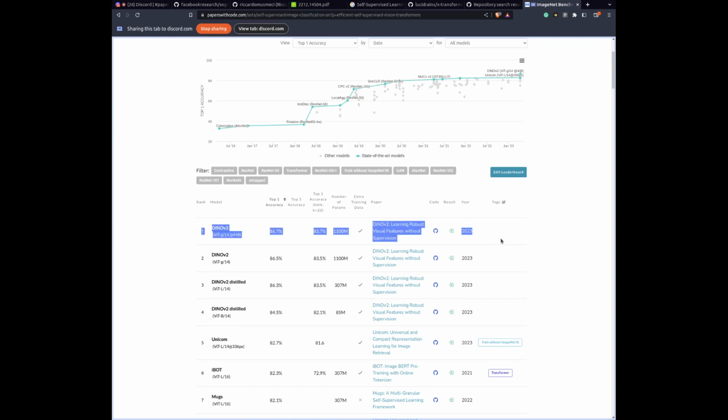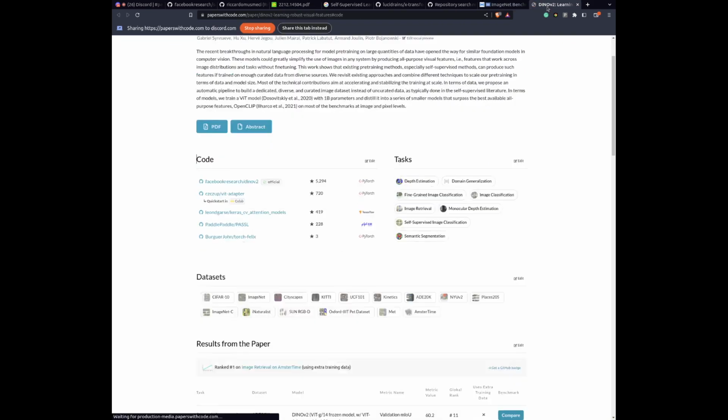So let's see actually on Papers with Code. Yeah, DINOv2. And let's see the code from DINOv2. I'm quite sure it's a mess.